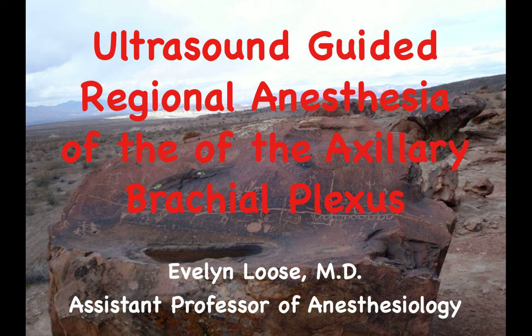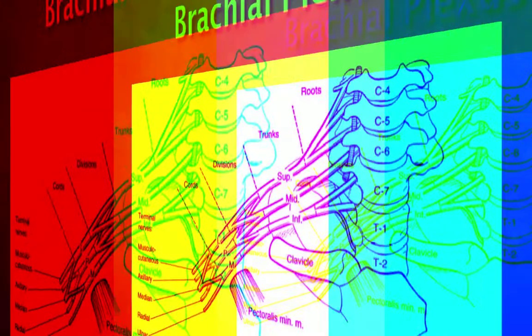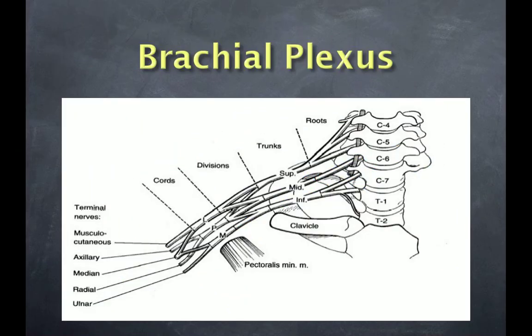My name is Evelyn Luce, and in this upcoming brief presentation I will guide you through the performance of ultrasound-guided axillary brachial plexus anesthesia. The brachial plexus arises from the C5 to T1 nerve roots and comes to lie between the extension of the prevertebral fascia and the muscular fascia surrounding the anterior and middle scalene muscles. This fascia is continuous with the fascia that encompasses the cervical plexus as well.